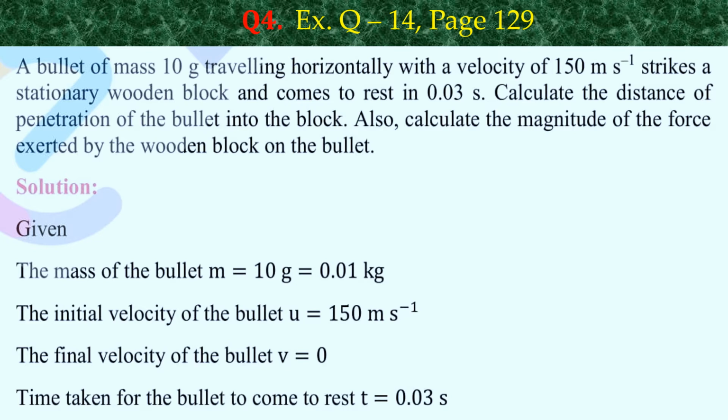So here, initially the mass of the bullet is given. It is given in grams, so it has to be converted to kilogram. So mass is equal to 10 gram, that is equal to 0.01 kilogram. Initial velocity of the bullet is given, 150 meter per second, and it hit the wooden block and comes to rest. So its final velocity v equals 0. And it comes to rest in 0.3 seconds. So time t is equal to 0.3 seconds.